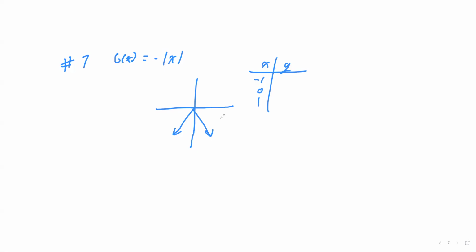So the absolute value of -1 is a positive 1. Apply the negative, so it's -1, which makes sense. Absolute value of 0 is 0. Apply the negative, it's still 0. Absolute value of 1, apply the negative, is -1. Again, makes relative sense.